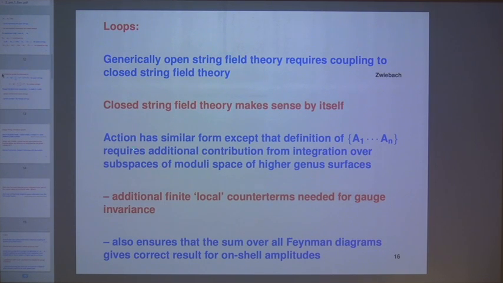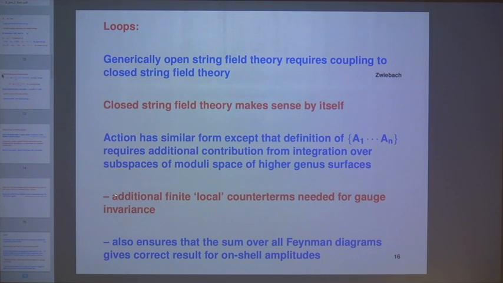So what one finds is that when we try to include loop effects, the action has similar form, except that in the definition of this curly bracket, we now have to also add a new contribution that involves integration over the subspaces of moduli space of higher genus surfaces. Now, it may look surprising that you are changing the action as you go to the loop level. Normally, the action is fixed and you only compute Feynman diagrams.